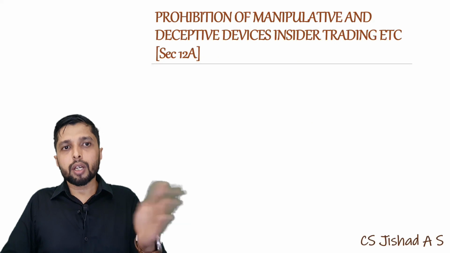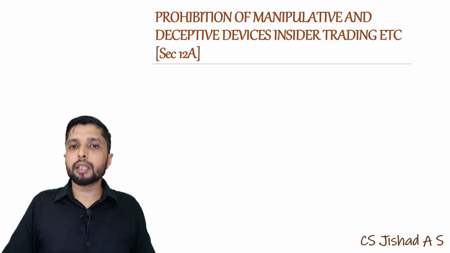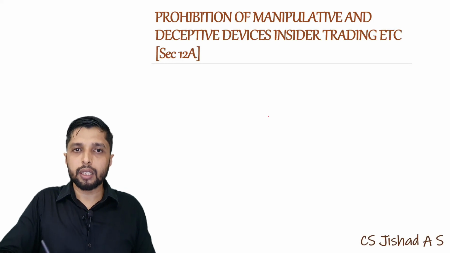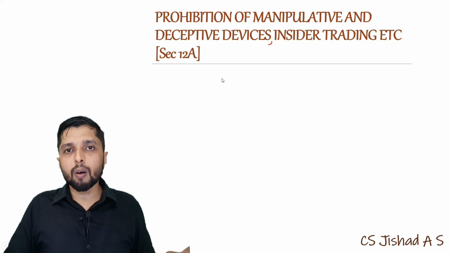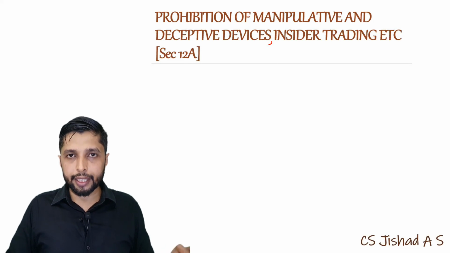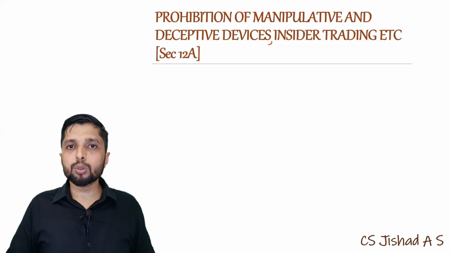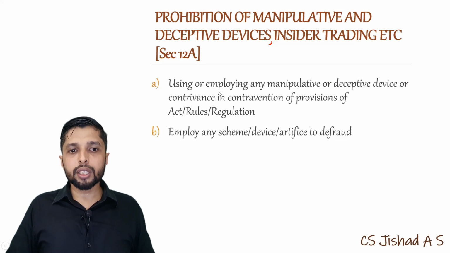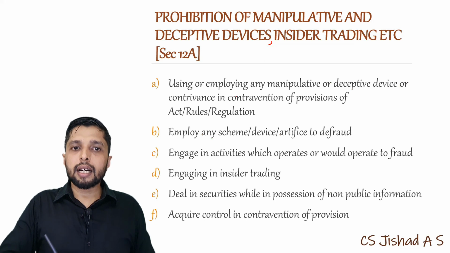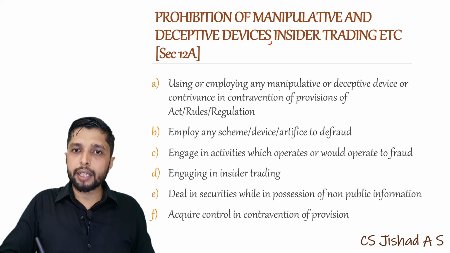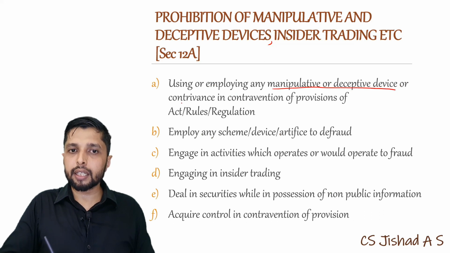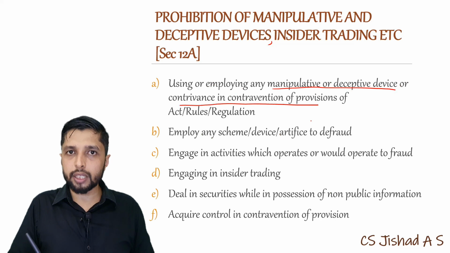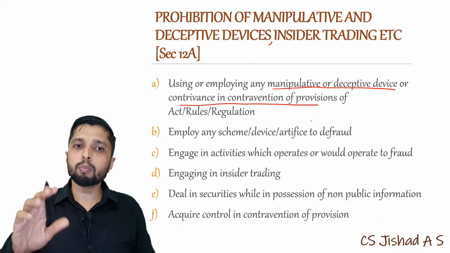Okay, so now we are moving to prohibition of manipulative and deceptive devices, insider trading, etc. Okay, so as you know, insider trading is buying or selling of securities when a person, connected person or insider is having access to unpublished price sensitive information of the company. Okay, so under section 12A, SEBI is having power to prohibit any manipulative or deceptive devices, contrivance in contravention of provisions of Act, rules, etc. If company is forming any devices to collect money, or if they are in a position to defraud the investors and all, SEBI is having power to prohibit that.